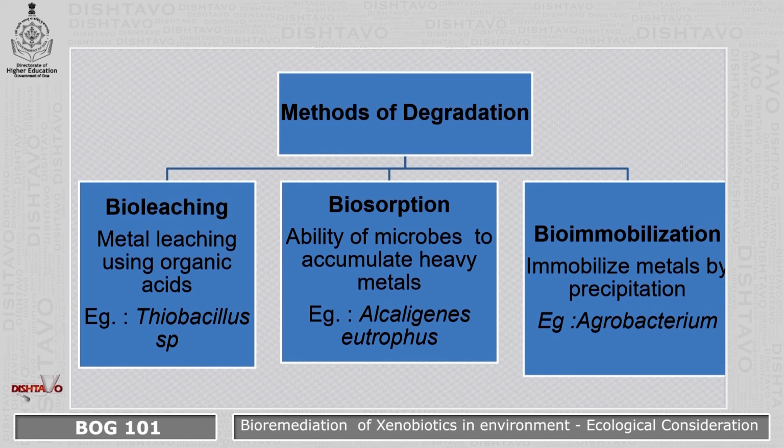Third is bioimmobilization. Immobilization means to immobilize metals by precipitation. So here also some of the microorganisms are capable of immobilizing these heavy metals by precipitating them, and the example is Agrobacterium.